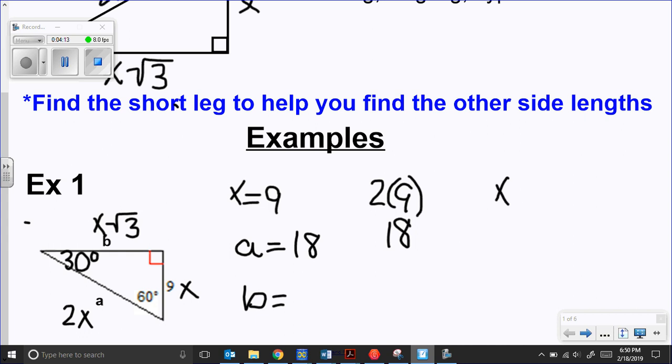root of 3. So we know we have x times the square root of 3, and we know that x is 9. So we have 9 times the square root of 3. We can't simplify anymore, so we know the length of b is 9 square roots of 3. And so now we know all three sides of this right triangle.